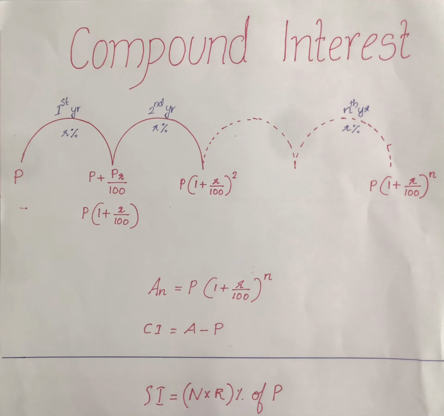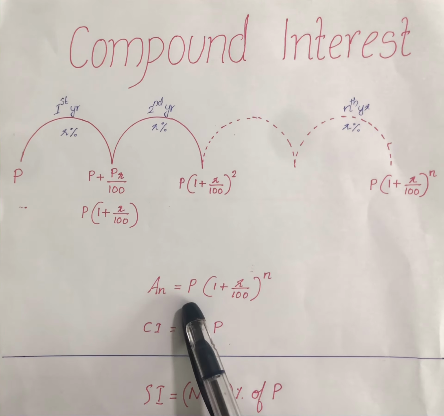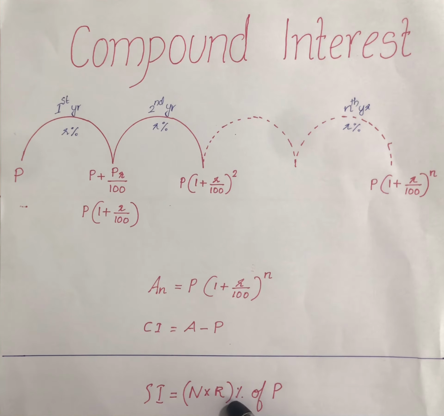Hi all. Today we'll be discussing one of the most important topics in maths, which is compound interest. When I talk about compound interest, you might have heard a formula: A equals P into (1 plus R by 100) whole raised to n. What is it? Or how do you get that formula?